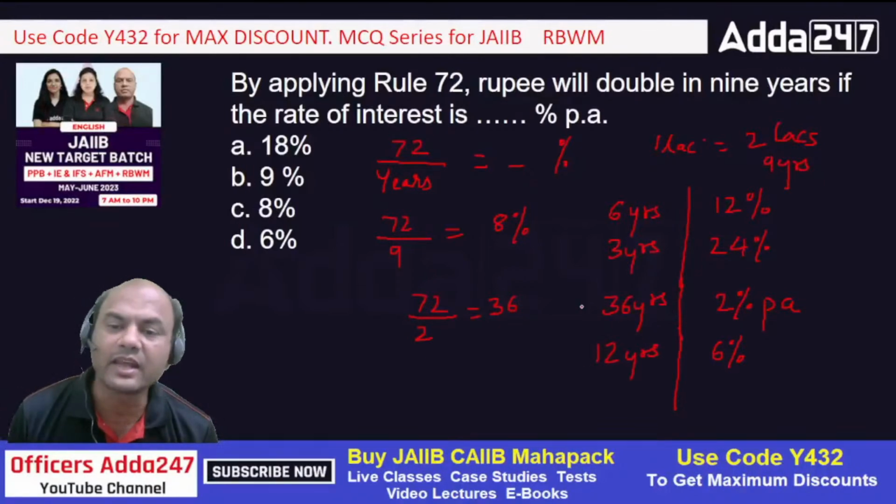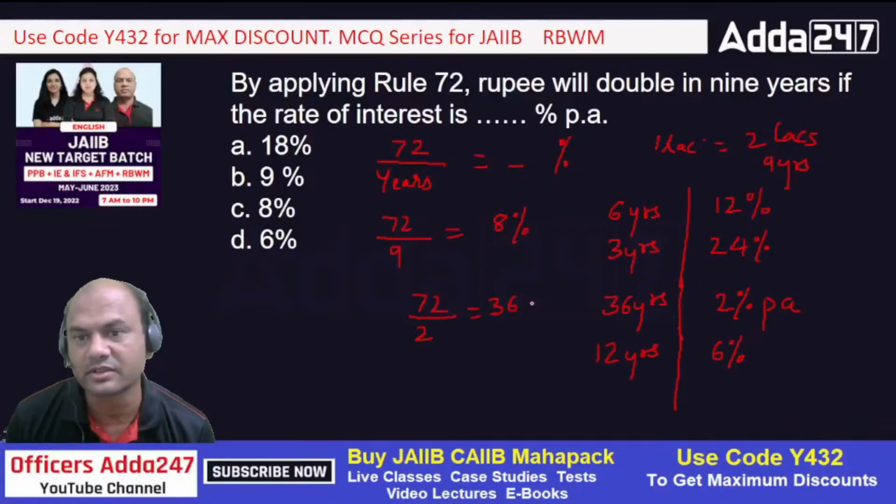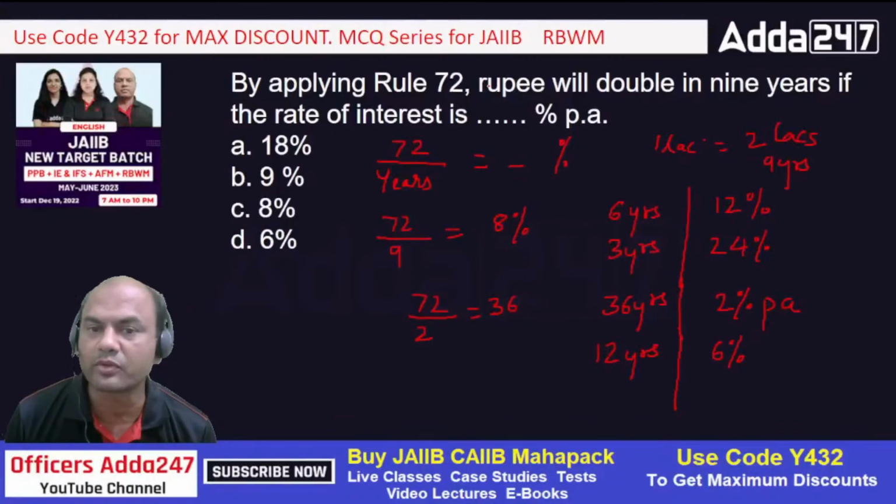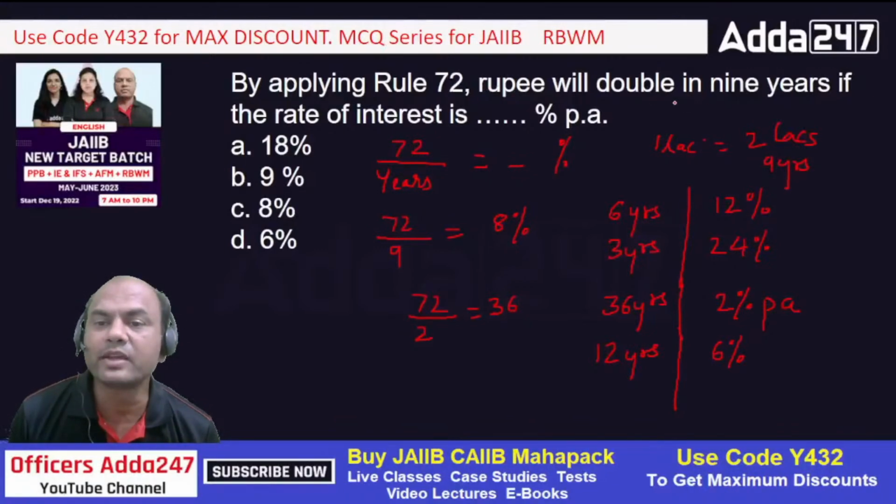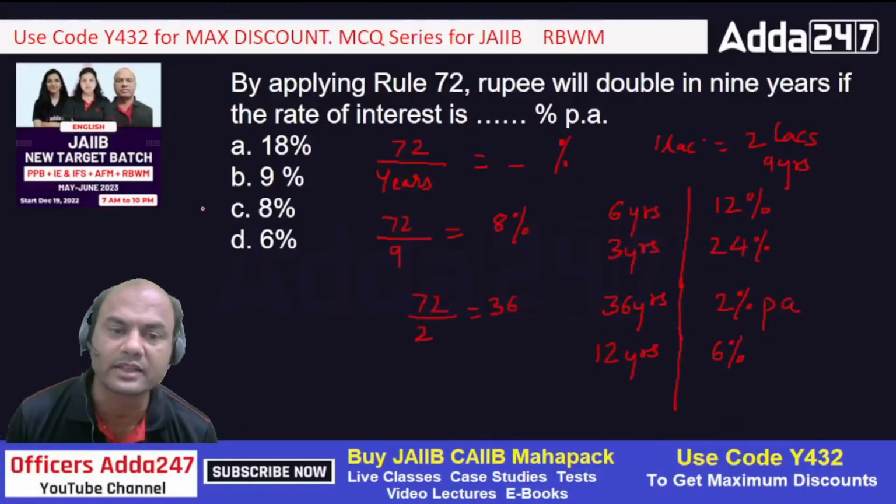It can be anything. Given years, you can find the percentage. Given the percentage, you can find years. So in the above question, the rupee will double in 9 years at a rate of what? Just now we found out, right? The answer is correct, C, 8%.